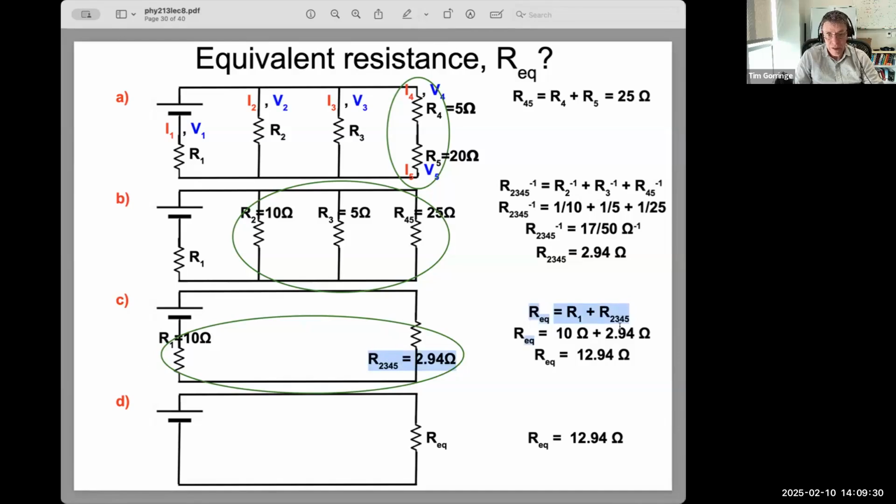That's 10 ohms plus 2.94 ohms. So the total resistance, the equivalent resistance of the entire network of these 5 resistors that look so awful, is just 12.94 ohms. And we just did it by breaking the problem up into lots of little simple steps of series and parallel resistors and solved a big complex problem that way.